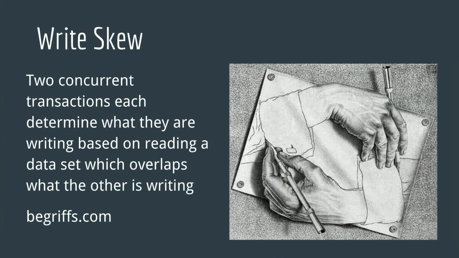So when we talk about strong consistency, one of the things we're talking about dealing with is the ability to avoid what's called write skew. So write skew is, right, I have two concurrent transactions, each determine what they are writing based on reading a data set which overlaps with what the other one is writing. So you basically have two people trying to read the same set of data and update it, but then they're overriding each other, and so they write the wrong values. So you get a skew in your write values. So this is one example of where you can get a skew of data, or basically your data gets out of alignment.